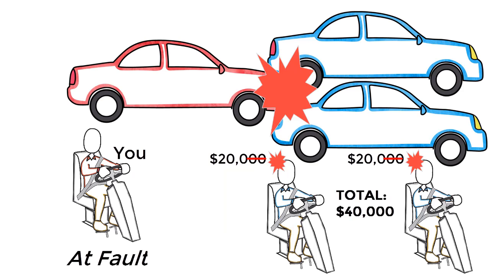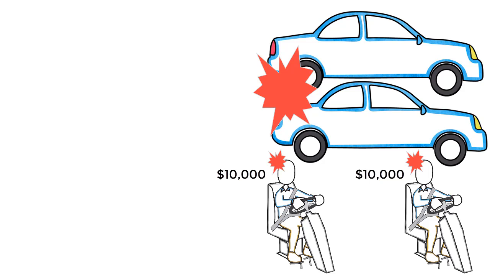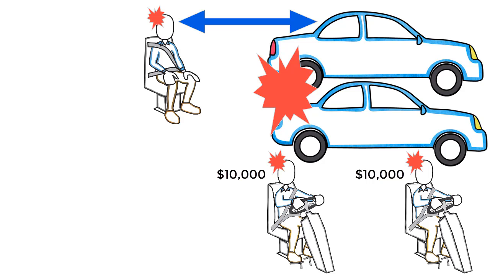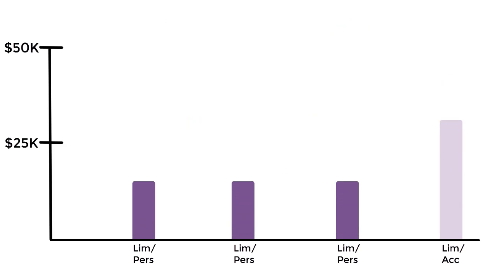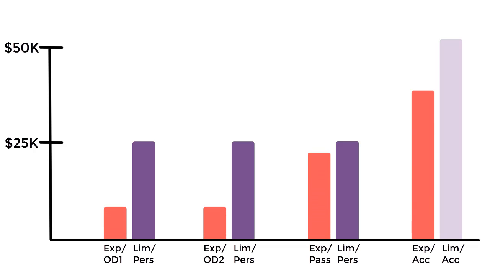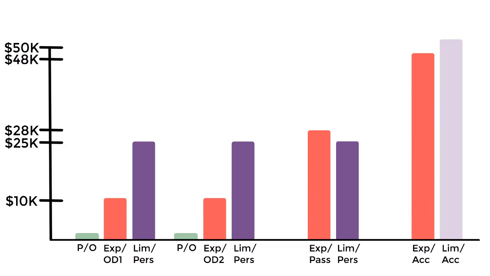Now let's say the medical expenses for each of the other drivers are $10,000, and the medical expenses of a passenger in this car are $28,000. The total is $48,000. Your bodily injury coverage pays the expenses for each of the other drivers because each other driver's expenses are below your per-person limit of $25,000.